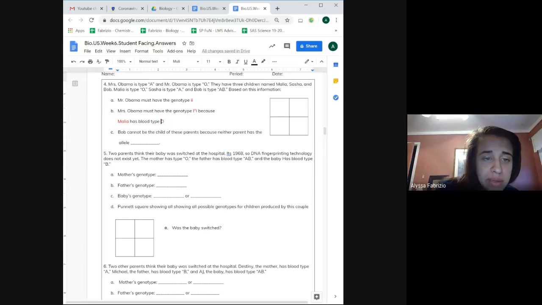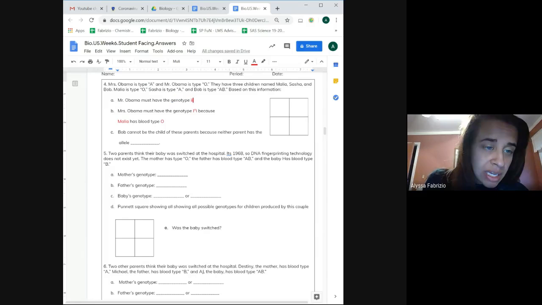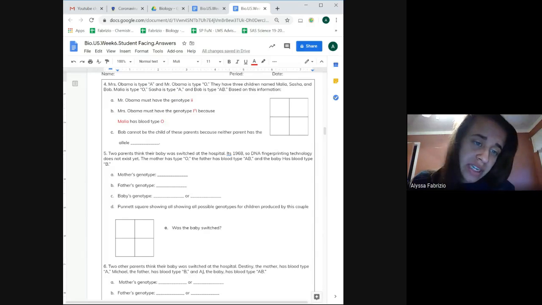Okay, so by performing the cross, or by just looking at this problem, we see that Malia has blood type O, Sasha has blood type A, Bob has blood type AB, and we know that Mrs. Obama has blood type A and Mr. Obama has blood type O. So necessarily Mr. Obama needs to have the recessive allele, because to have this O-type blood, it's recessive. So he needs to have 2 recessive genes in order for it to be expressed. Mrs. Obama must have the blood type I superscript A, lowercase i, because Malia has blood type O.